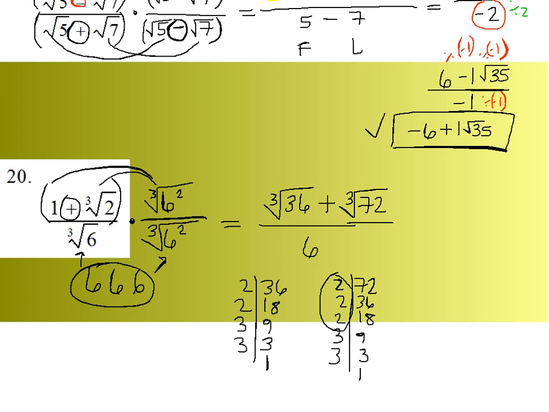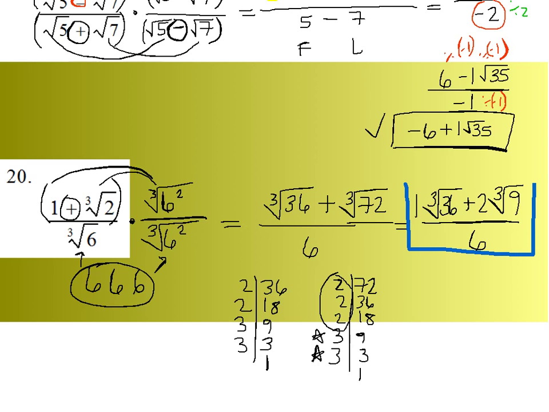So a 2 gets to come out, and these 2 3's have to go back inside. So this is really going to be the cubed root of 36 plus 2 times the cubed root of 3 times 3 is 9 over 6. And here's our final answer. We can't reduce this because the number in front of the cubed root of 36 is just 1, and the numbers 1, 2, and 6, they all don't reduce by the same number. So this is our final answer, and we are done with the study guide.